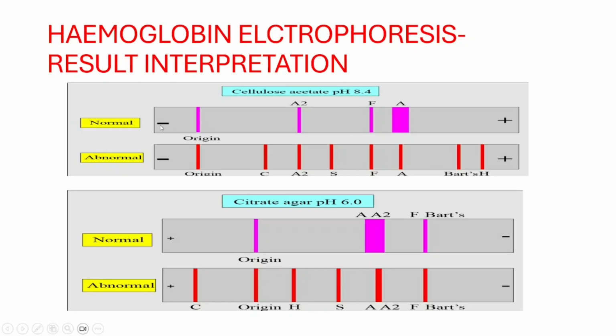In cellulose acetate with pH 8.4, the sample will flow from the negative charge to the positive charge. This is the normal pattern. This is the origin. We apply the sample here and it moves towards the positive side. This is A2, HbF and HbA. In a normal healthy adult, HbA will be more than 95%. This is an abnormal pattern. I will discuss these things later.